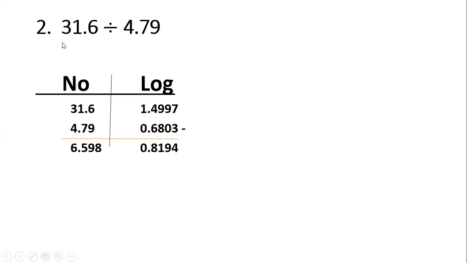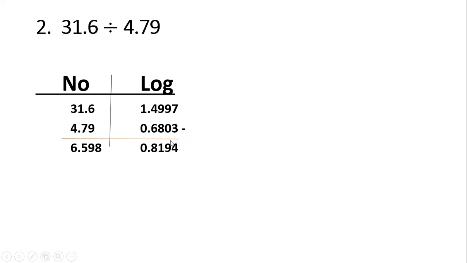The second question, for division, 31.6 divided by 4.79. We have established the fact that when it's a division, we are going to do the subtraction. So using our number logarithm column table, we have 31.6, then 4.79. So 31, integer 1, 10 raised to the power 1. Then checking from the formula table with decimal fraction, we have 31 under 6, which is 4997. Then 4, integer 0. So when we check for 47 under 9, we have 6803. So we have established that division is subtraction. We do our subtraction and we're going to have 0.8194.